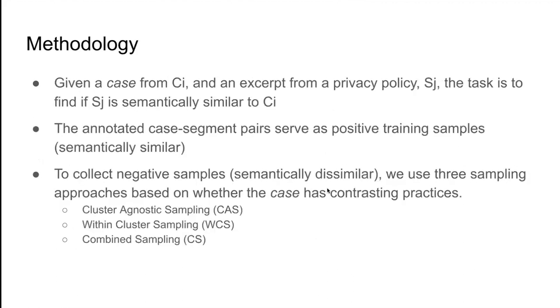Yeah, so here we come to the problem that we defined. Given a case and an excerpt from a privacy policy, the task is to find if the excerpt is similar to the case, where similar means whether they are describing the same sort of data practice. And the annotated case-segment pairs serve as positive training samples. To collect negative training samples, we use three different sampling techniques. First was cluster agnostic sampling, where each cluster contains different types of data practices. Then within-cluster sampling, where each cluster had contrasting data practices, and combined sampling, where we looked at both within and outside.